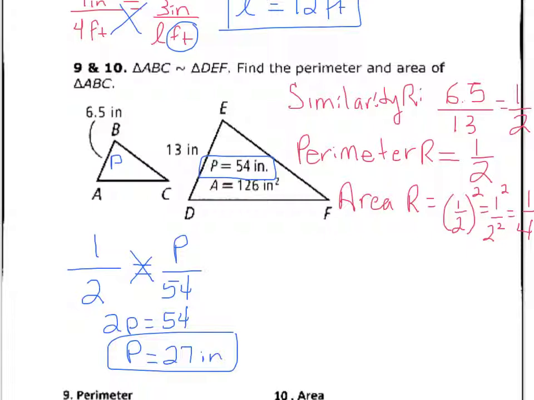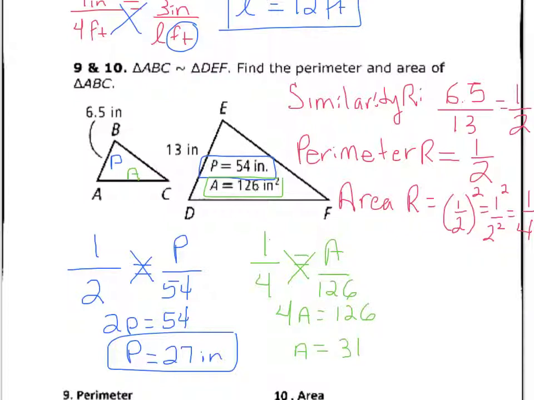And then we do the same thing for the area. We get the area ratio, which is 1/4. We don't know the area of the small one, so it's A over the area of the second one, which is 126. So we cross multiply. That is 4A equals 126, and that must be a decimal, right? 31.5, and this is square inches. Okay, so square inches.